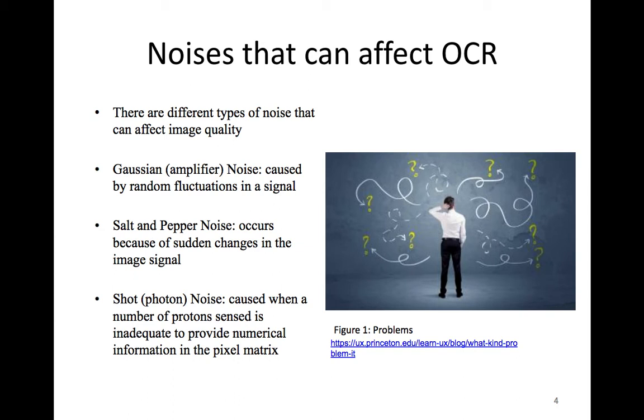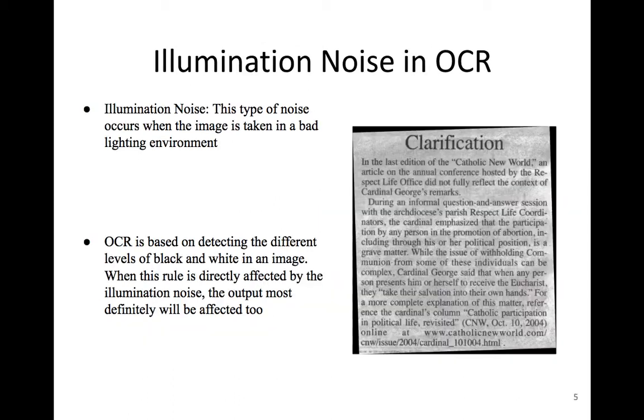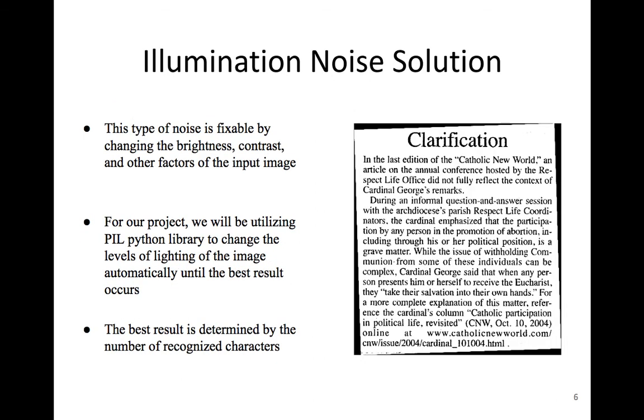In the pre-processing step, there are multiple types of noise. Noise can happen from fluctuations or sudden changes in the image signal. Sometimes shots of light can distort the numerical representation of an image. Illumination is something that can happen in dealing with text recognition. It's definitely a problem. However, it's easily fixable. You can change the brightness or the contrast and make character segmentation or line segmentation much easier.